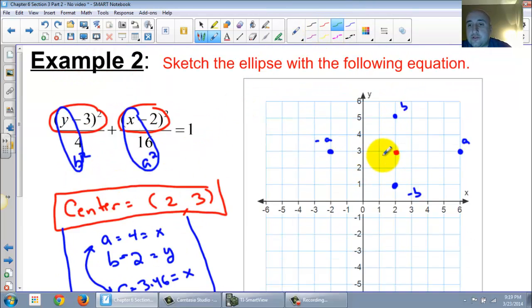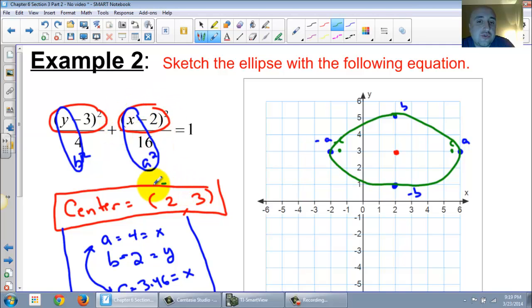So a's are to the left and to the right, so 3.46, 1, 2, 3, a little bit further, so there's my positive c, and from my center, 1, 2, 3, there's negative 3.46. Remember now, the ellipses are drawn through your b's and your a's. Alright, so there's my ellipse. Okay, so the numbers attached to the y and the numbers attached to the x are the new center.